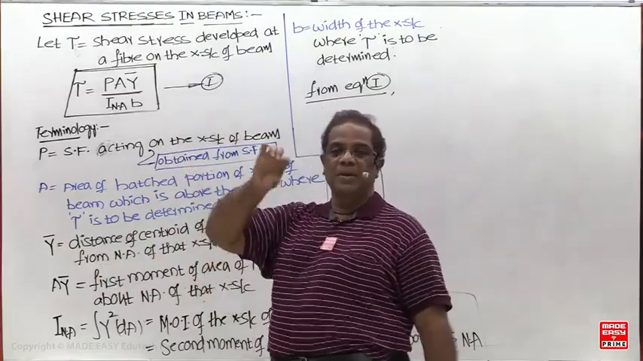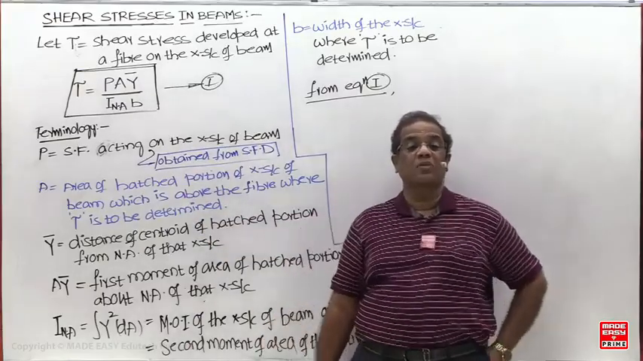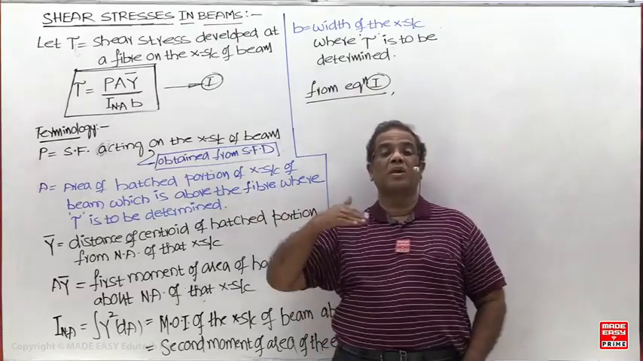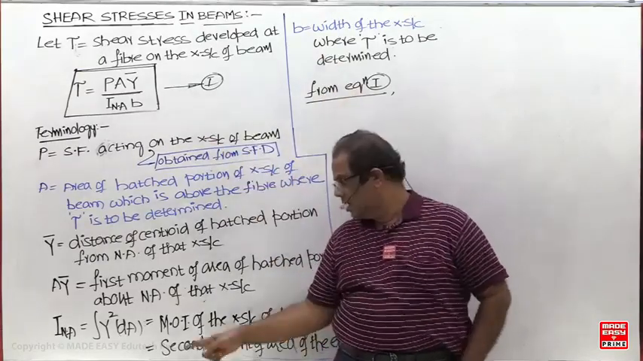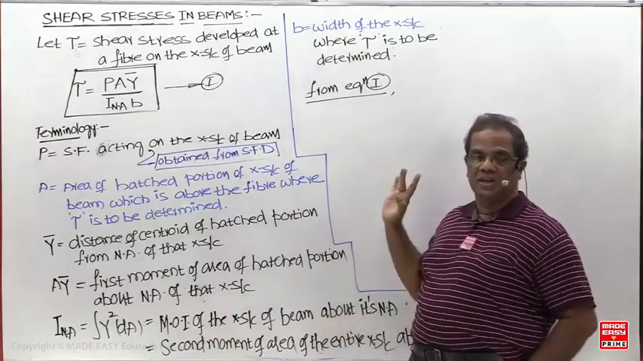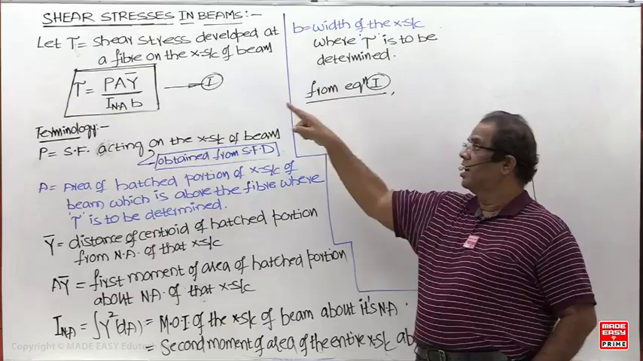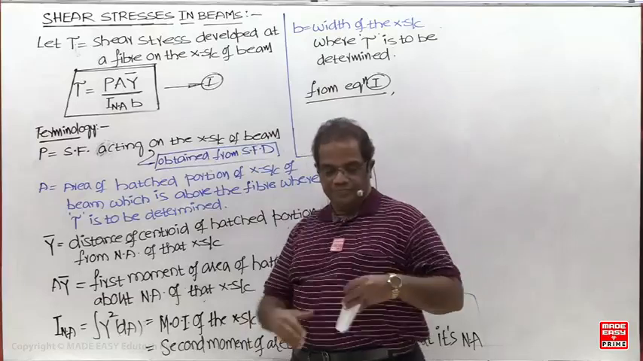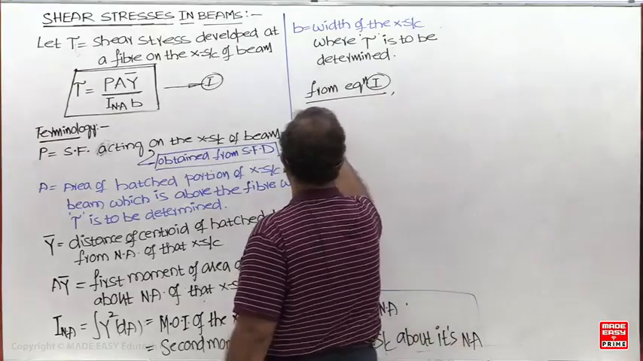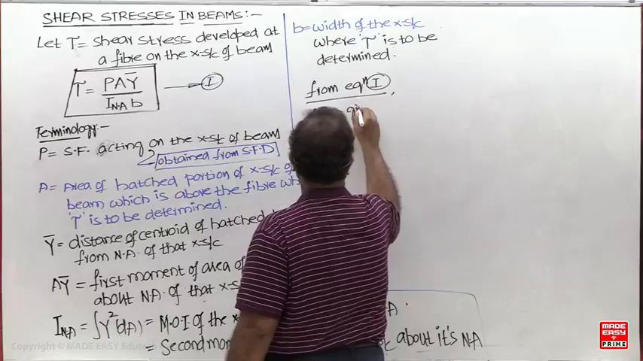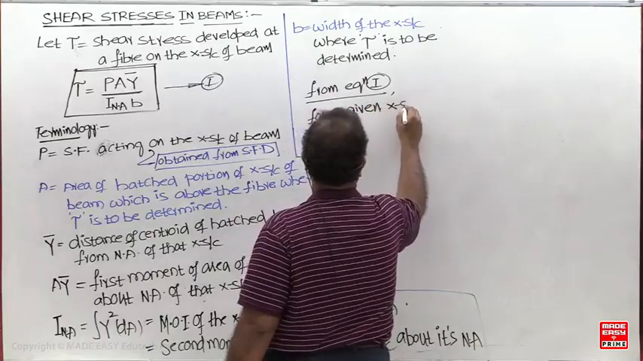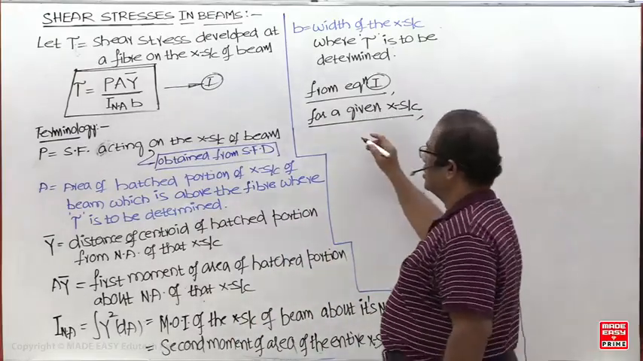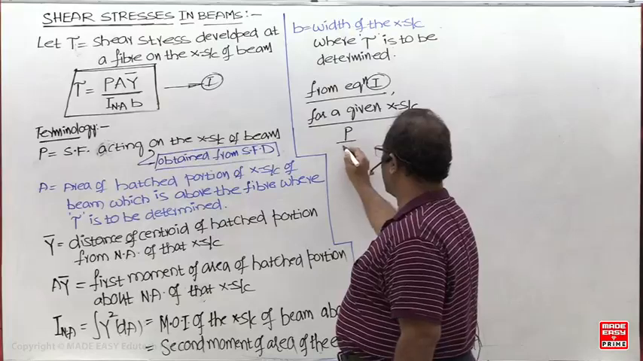Always the ALD, SFD, BMD, TMD represent how the load is varying from cross section to cross section. So load never varies on a cross section, meaning for all the fibers, load is constant. Therefore P is constant, and I is also constant, for the entire cross section. But which ones will vary? Area will vary, Y bar will vary, B will vary. For a given cross section, P by I is constant.